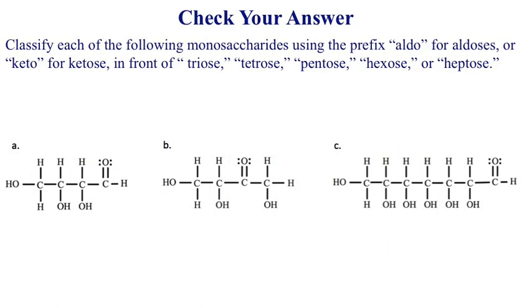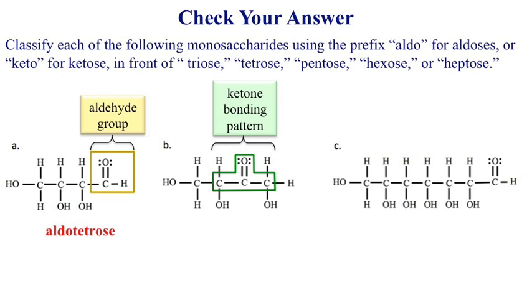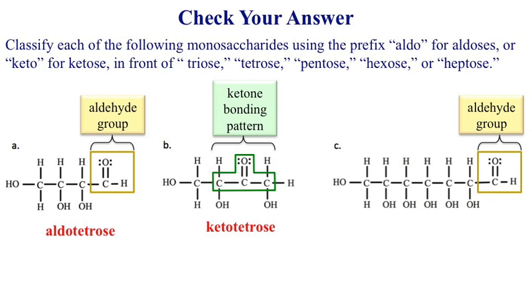Check your answer. The molecule in part A has an aldehyde group and contains 4 carbons, therefore it's an aldotetrose. The molecule in part B contains the ketone bonding pattern and 4 carbons, therefore it's a ketotetrose. The molecule in part C contains an aldehyde group and has 7 carbons, therefore it's an aldoheptose.